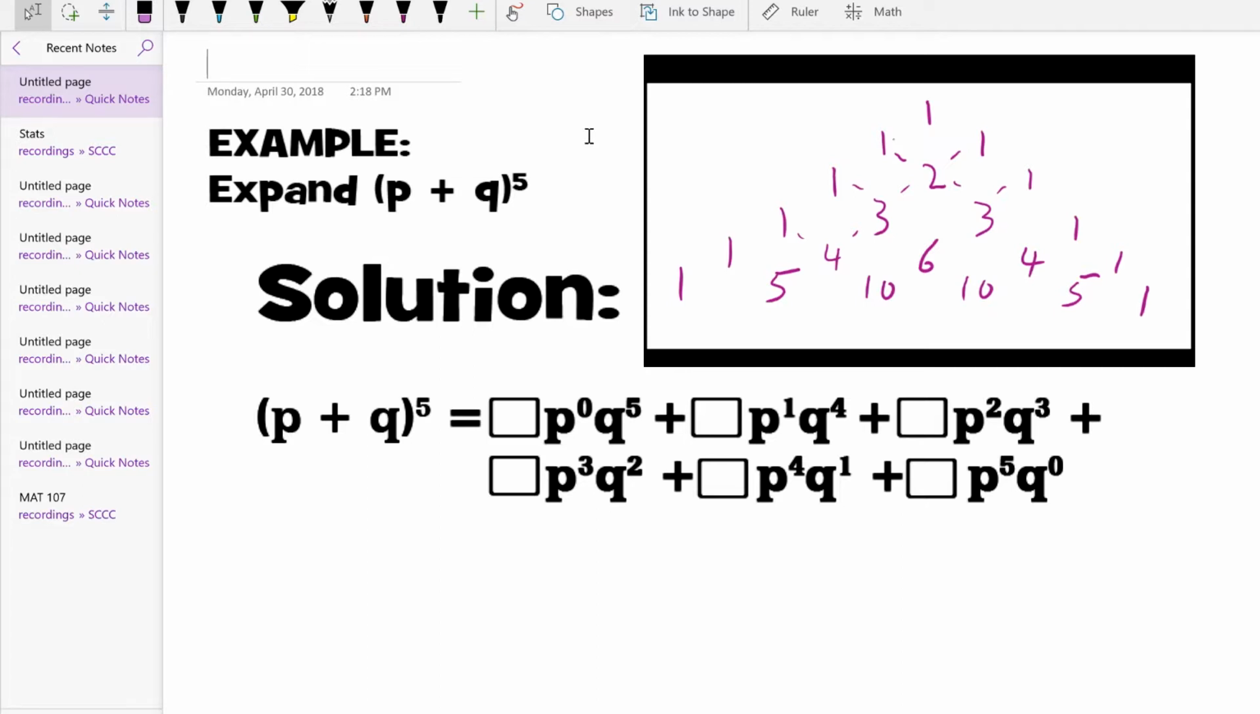And we could put the coefficients into this binomial expansion. And the coefficients are 1, 5, 10, 10, 5, and 1. And that is the end of this problem, actually.